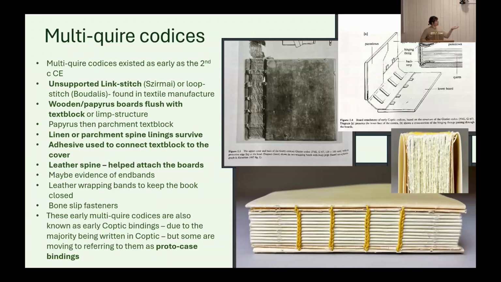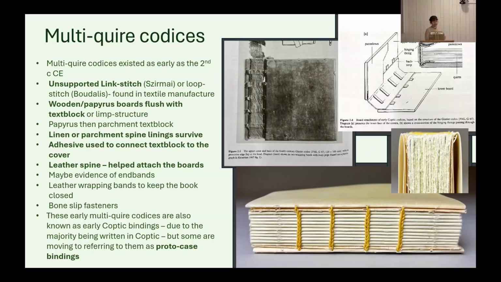In contrast, we're beginning to see development into the multi-quire books, and for the next several books I talk about, there are going to be overlapping patterns that you're going to see. They tended to have just thread and the substrate, what we would consider unsupported sewing. The text block would have been papyrus and then parchment, and they would have had wooden or papyrus boards on top of that text block.